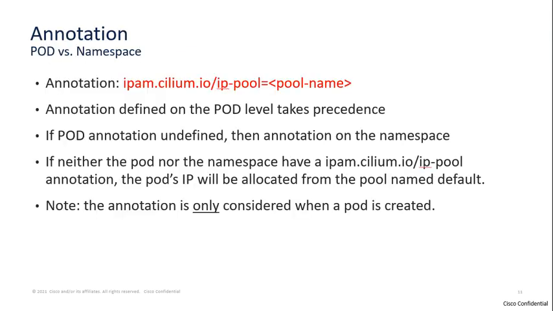Annotation is used to control which pool will be used for pod IP allocation. That annotation can be defined on the namespace level or on the pod level, and the pod level annotation takes precedence. If there is no annotation at the namespace or pod level, then the pod will be allocated an IP from the default pool.